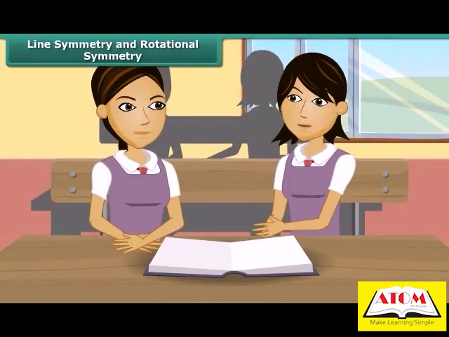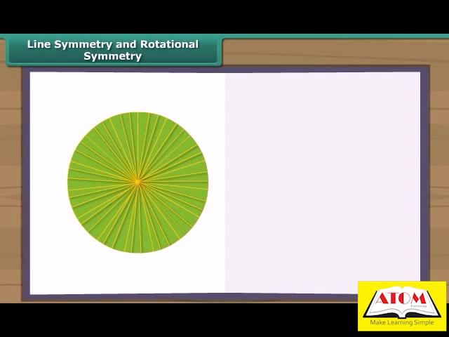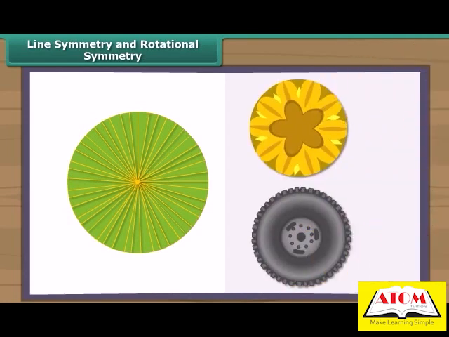Do you know which is the most perfect symmetrical figure? Is it the circle? Yes, the circle is the most perfect symmetrical figure. It can be rotated around its center through any angle, and at the same time, it has an unlimited number of lines of symmetry. Observe these circle patterns. Every line through the center forms a line of symmetry and it has rotational symmetry around the center for every angle.